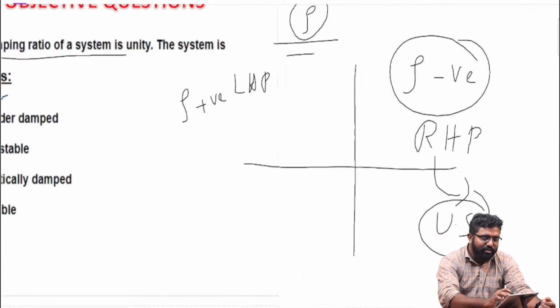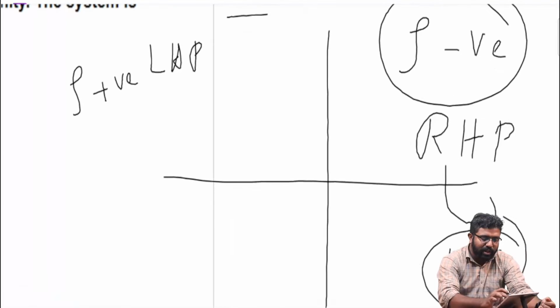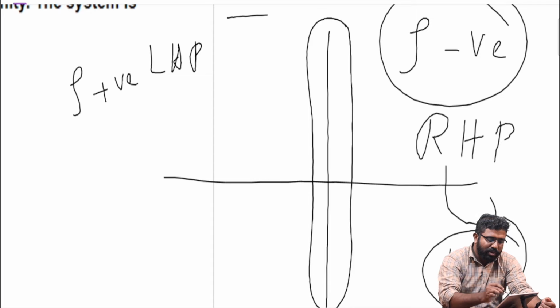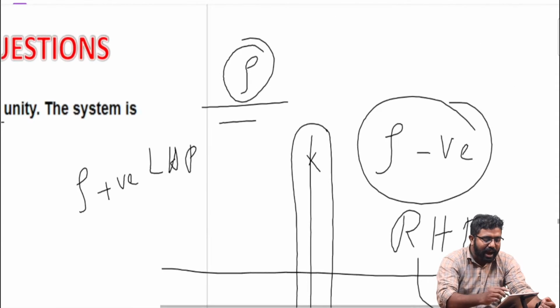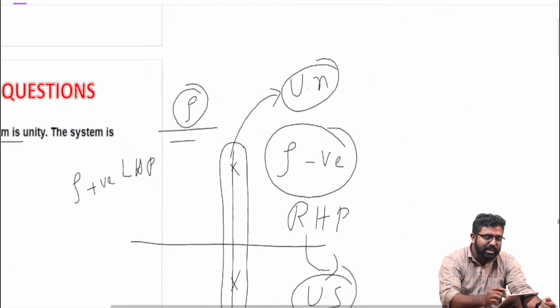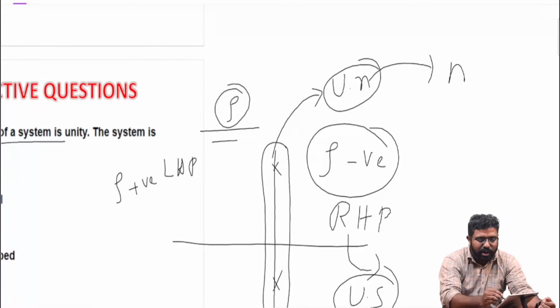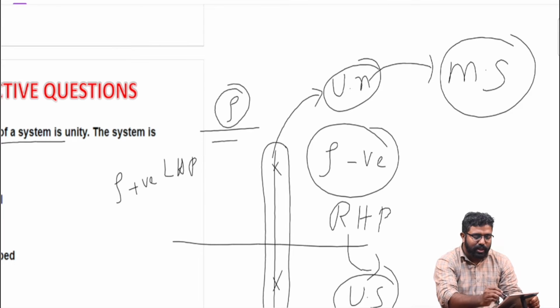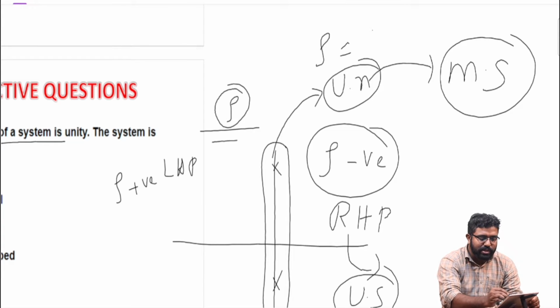Then what is the hidden information in damping ratio? Pole locations can be on the j omega axis. If pole locations are on the j omega axis, then we can say it is an undamped system. This system is also called a marginally stable system, MS. Here damping ratio equals 0.